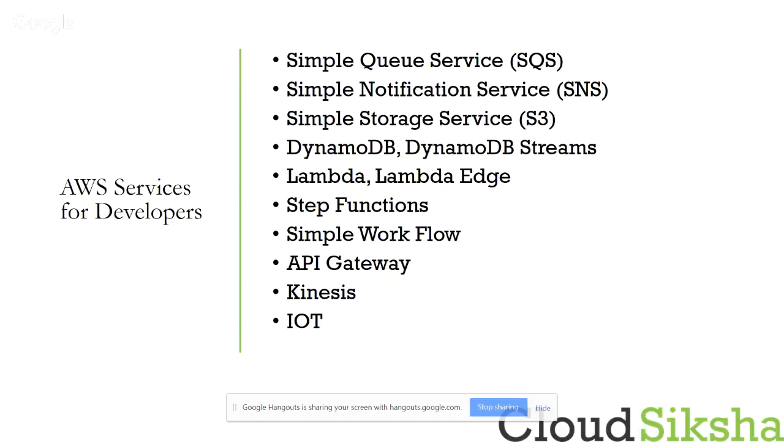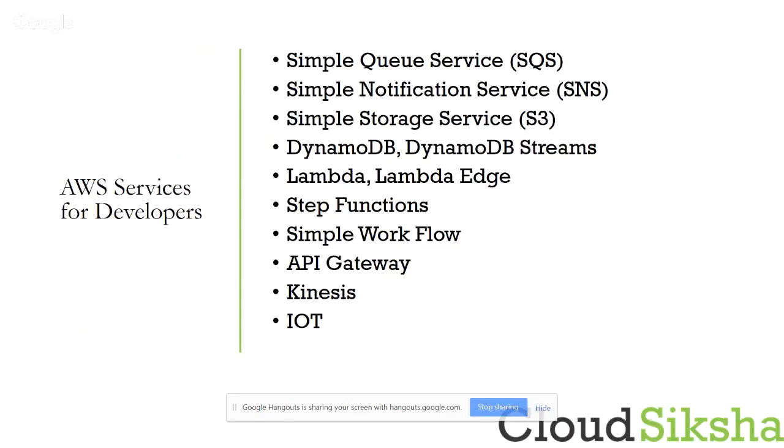AWS also has something called step functions. These are things with which you can actually build a workflow of how one function leads to another. Similarly, you have a simple workflow service which can be used for building your workflow. Then there is API gateway.